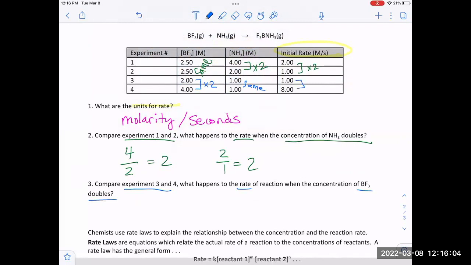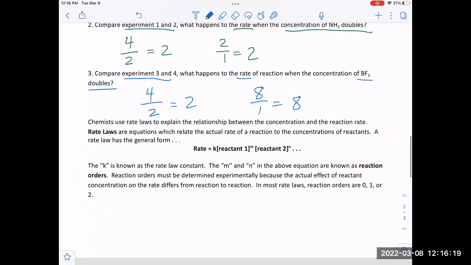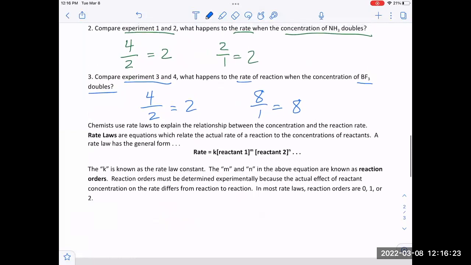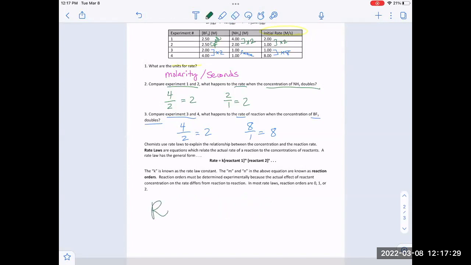So when BF3 goes from 2 to 4 and ammonia stays the same, we see that the rate goes up by 8 times. Again, if we set this up as a ratio, 4 from 2, we get 2, and then the rate of 8 over 1 is 8 times as much. Obviously, these are whole numbers, so it's not as challenging to figure out what those numbers should be, but if there were decimals, setting up that ratio is important.